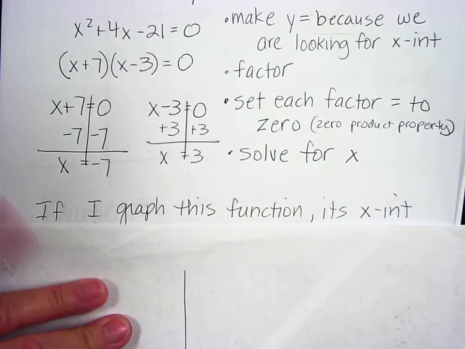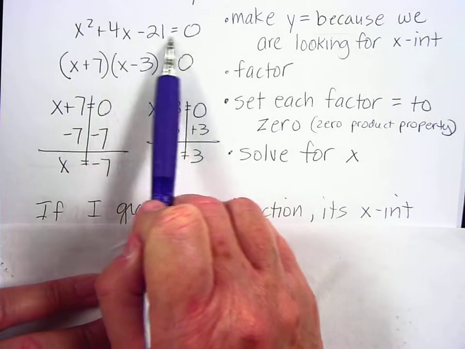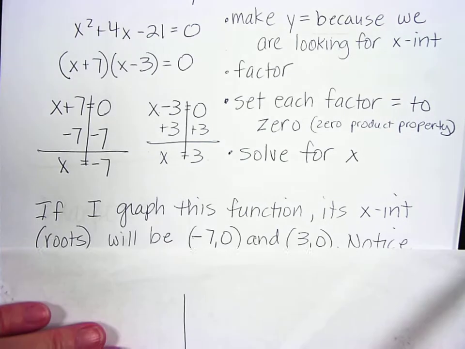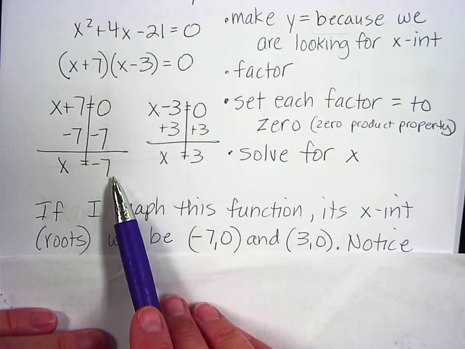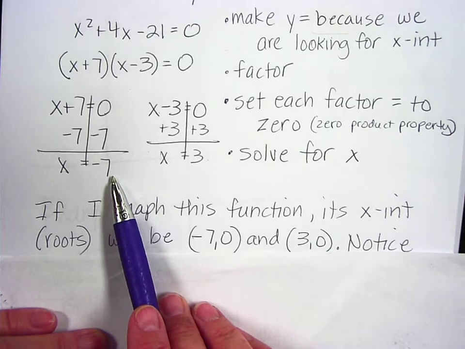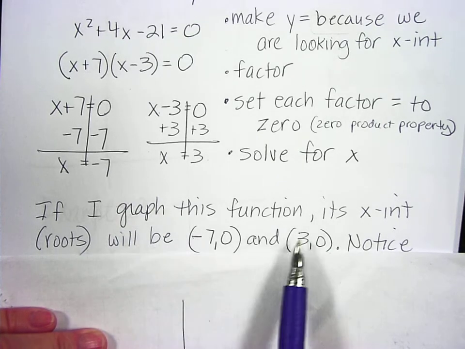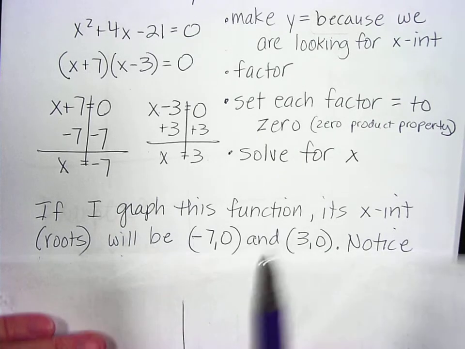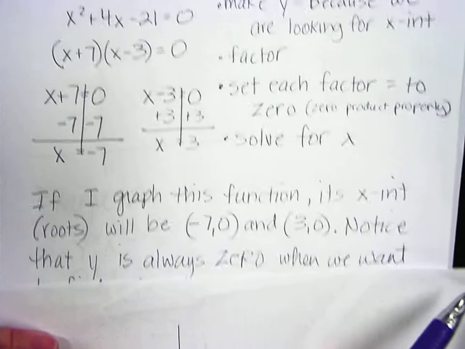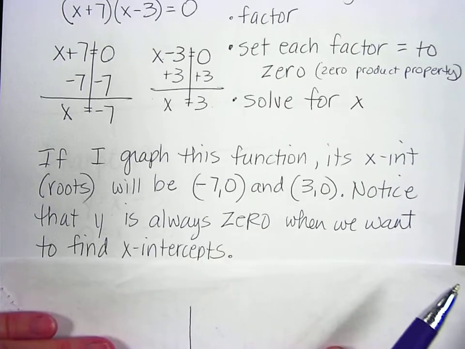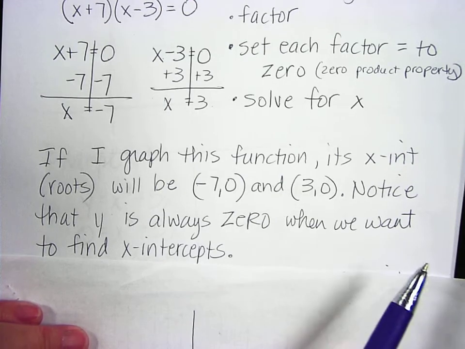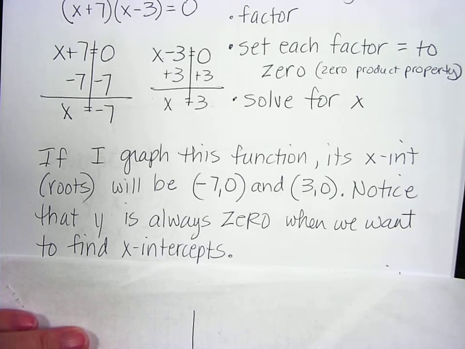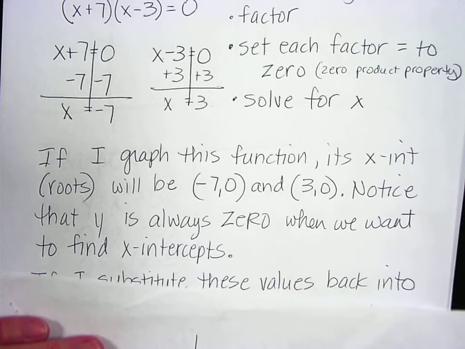If I graph this function right here, its x-intercepts, or its roots, will be negative 7, comma 0, where 0 is your y term, and 3, comma 0. Notice that y is always 0 when we want to find x-intercepts. And again, you can pause, make sure that all gets filled out.